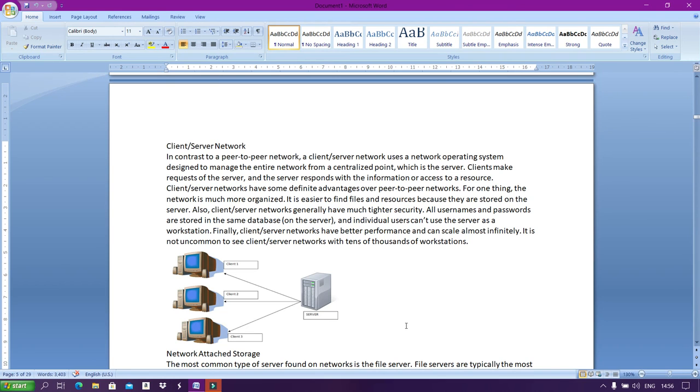Also, client-server networks generally have much tighter security. All usernames and passwords are stored in the same database on the server, and individual users can't use the server as a workstation. Finally, client-server networks have better performance and can scale almost infinitely. It is not uncommon to see client-server networks with tens of thousands of workstations. So this is an example of a client-server network model. Here you have three workstations and a server, and this server will be running Active Directory to allow users to log in and access network resources.